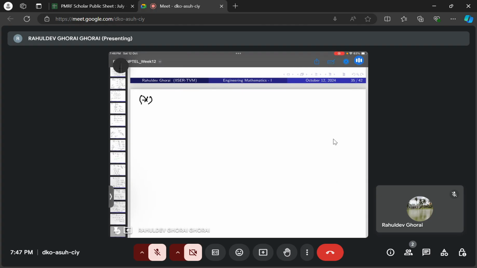So the last question is here. 2x square d2y dx2 minus 6 times 1 plus 2x dy dx is equal to 0.